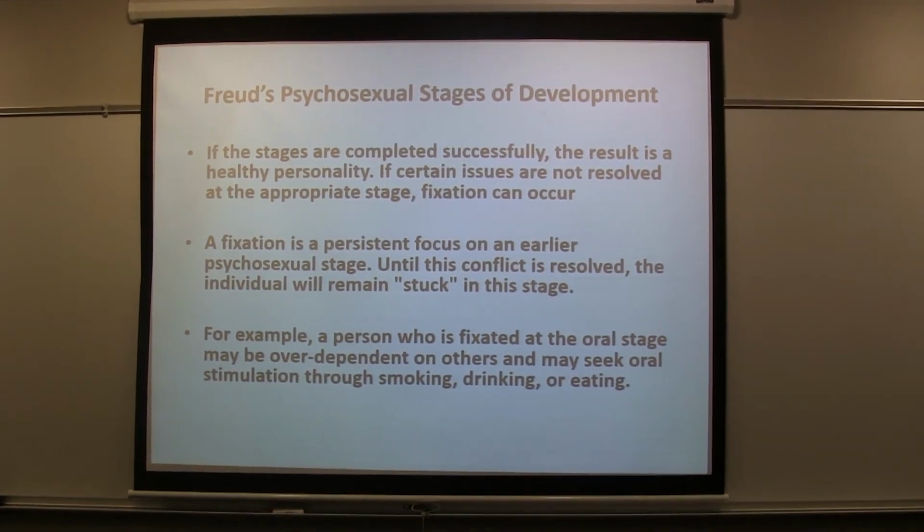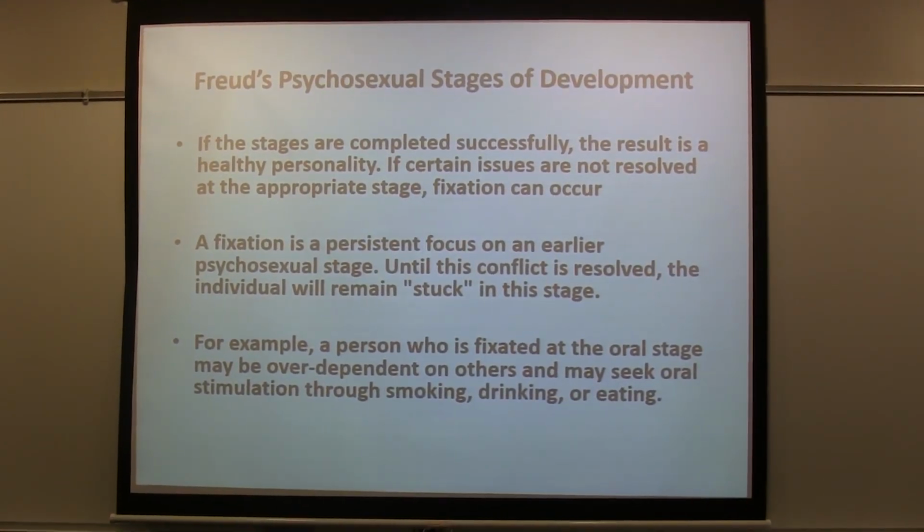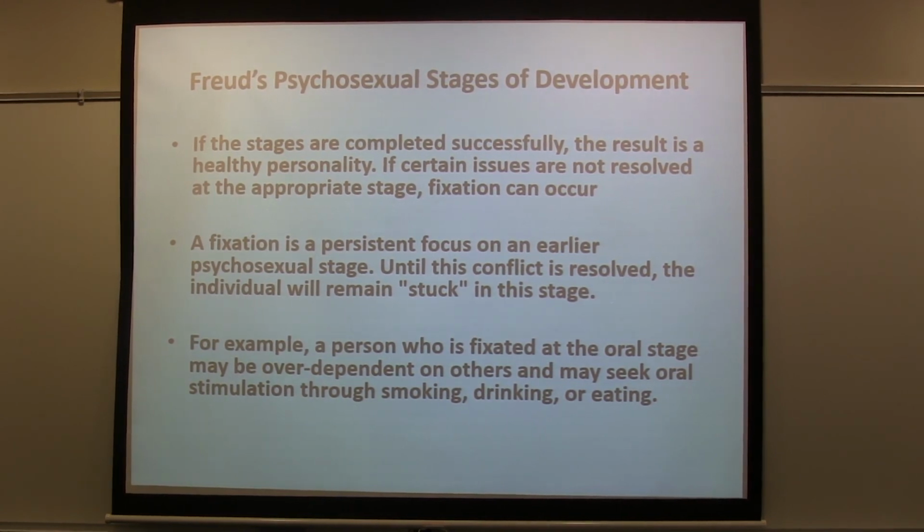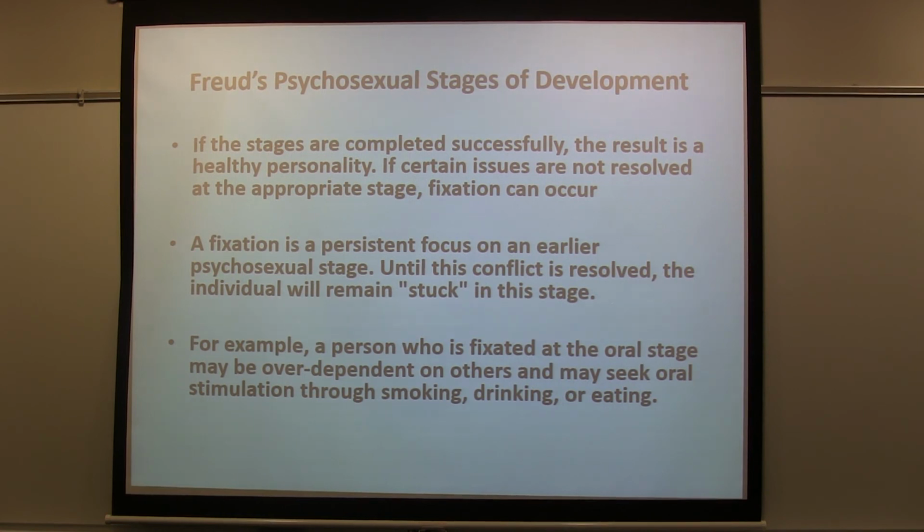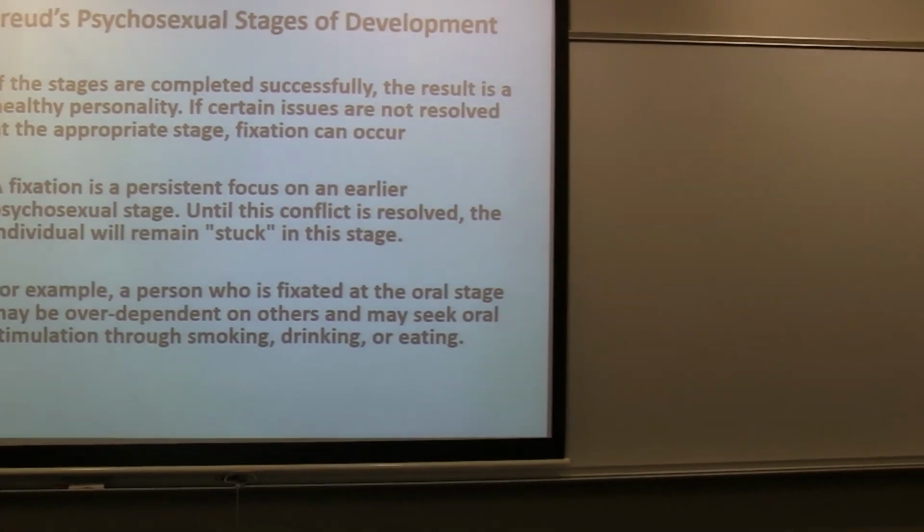And what we mean by fixation is the person gets stuck in a certain stage. So fixation is a focus on an earlier psychosexual stage, and not completing it, as I said, the person becomes stuck. For example, if you have a person who's fixated at the oral stage, they could be considered to be overdependent on others and could seek oral stimulation and satisfaction through smoking, drinking, or eating.